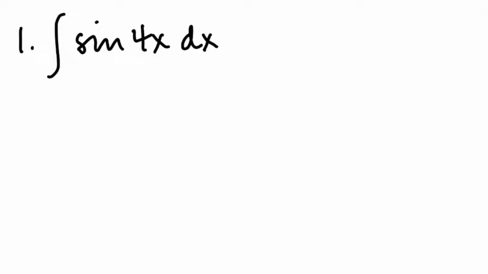Now the first one is the antiderivative of sine of 4x with respect to x. This is one that I want you to be able to just jump straight to: that's going to be negative cosine of 4x divided by 4, maybe plus a constant in the long run. But for now, if you need to, go through the U-substitution process to convince yourself of how this works. This is a great time to do it.